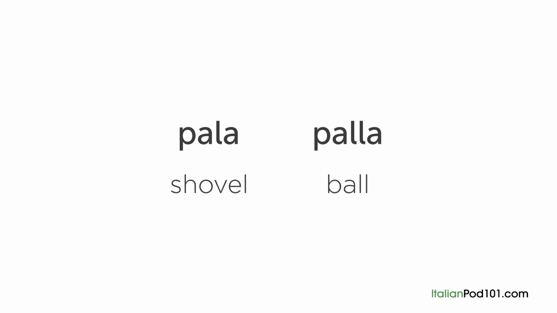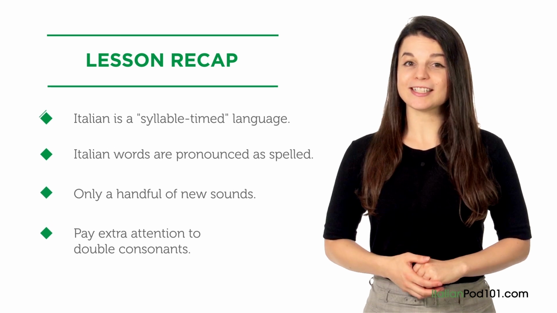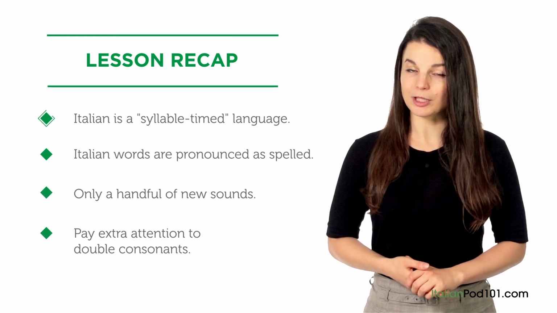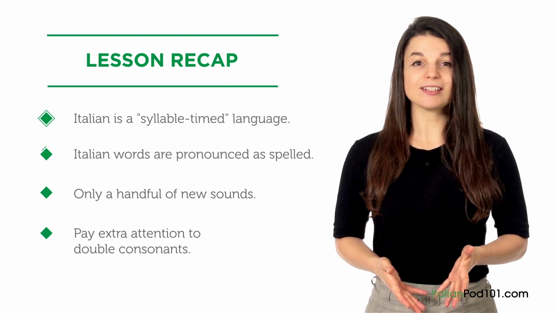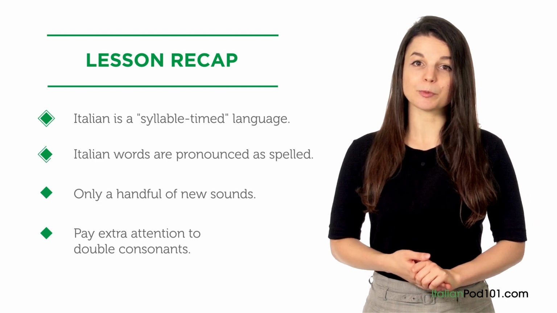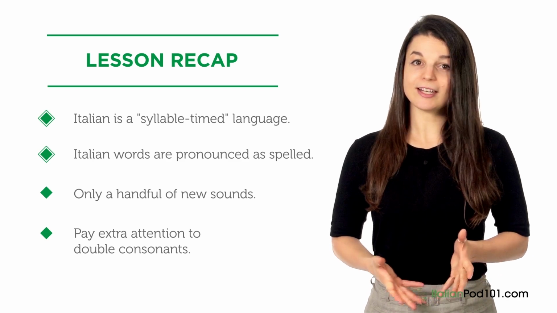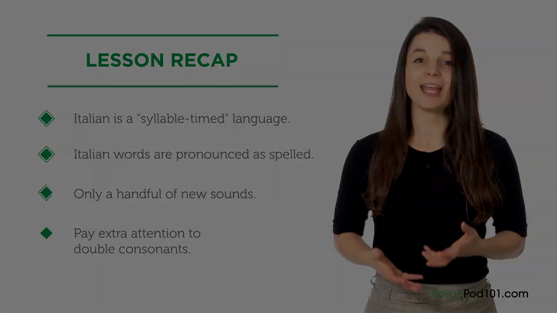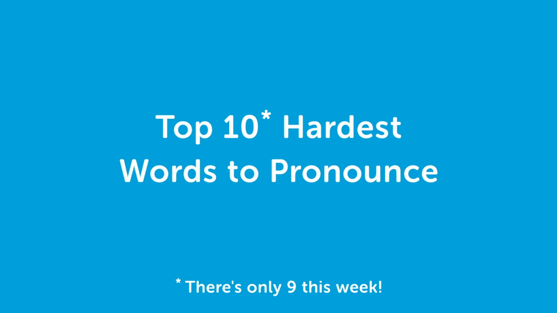Okay, let's recap what we've learned in this lesson. In this lesson, you learned that Italian is a syllable-timed language, where syllables are pronounced for roughly an equal amount of time. Italian pronunciation is very regular, so most words are pronounced as they're spelled. Collectively, nearly all sounds in Italian are identical to English, and there are only a handful.